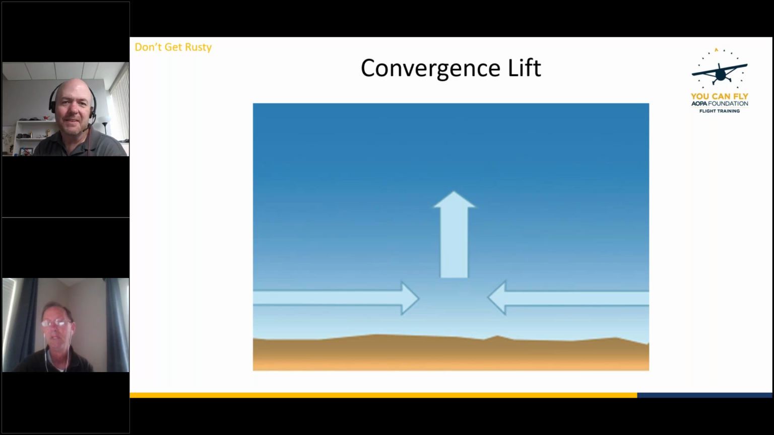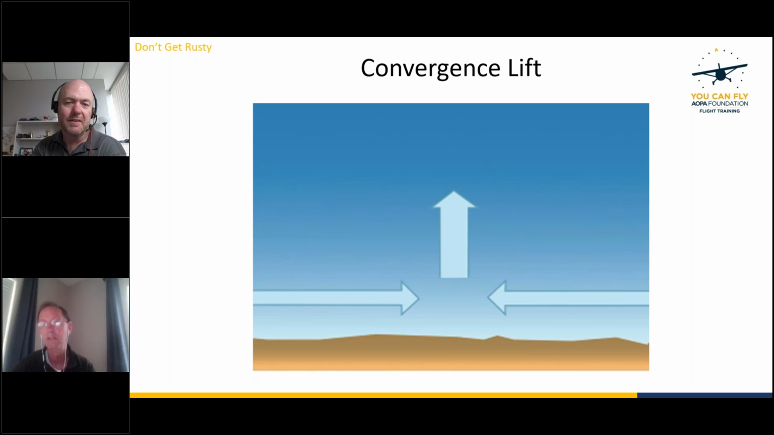The last form of lift is called convergence. This is where two air masses run into each other and have nowhere to go but up. You'll often find this along seashores. Central Florida is famous for this, where the air currents come in from the ocean during the day when the ground heats up, and they collide with each other, and you get this row of cumulus clouds down the middle of the state that you can just ride down for miles.